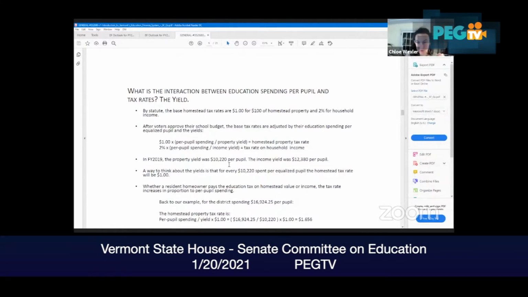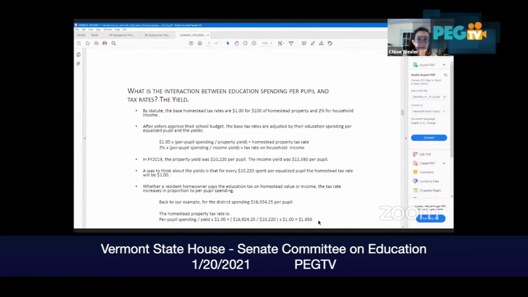Back to our example, our district decided that they were going to spend $16,925 per pupil. That is obviously above the yield, the guaranteed amount of $10,220. And so we have to adjust their tax rate accordingly. How do we do that? We take their per pupil spending divided by the yield. 16,925 divided by 10,220 gives us a tax rate of 1.65.